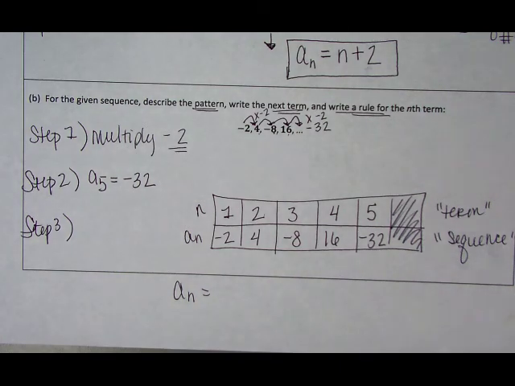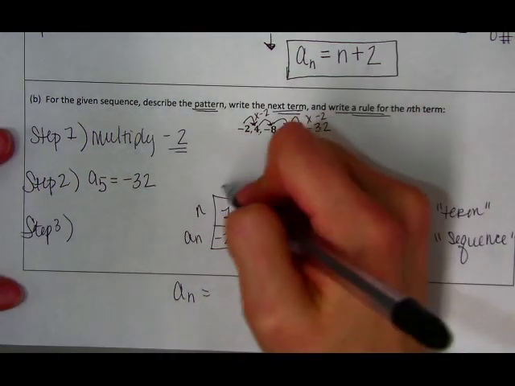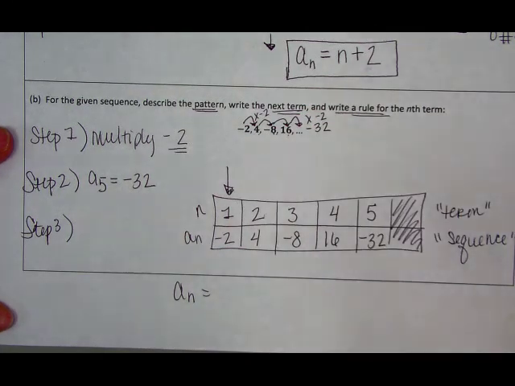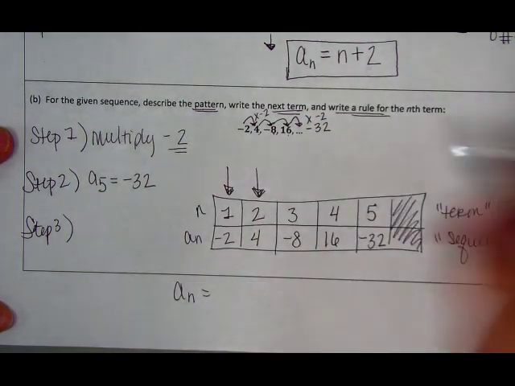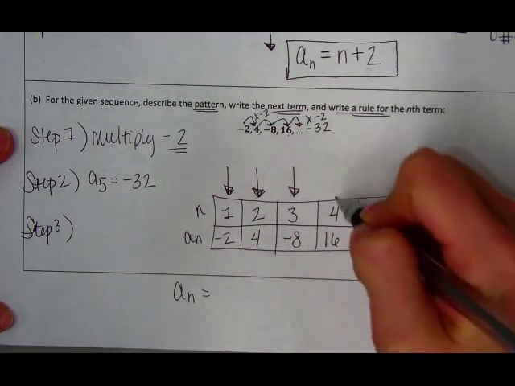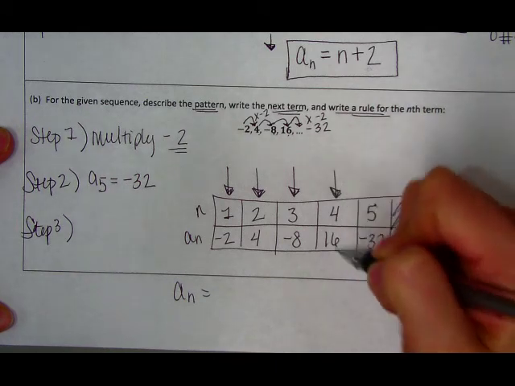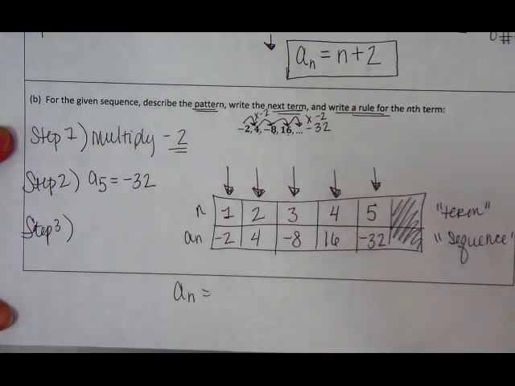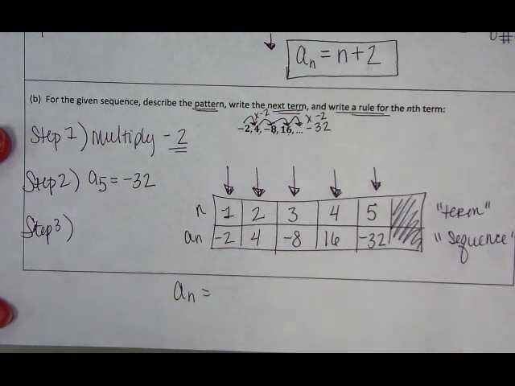So what we want to do now is come up with a rule, right? If I plug 1 in, I need to get -2 out. If I plug 2 in, I need to get 4 out. If I plug in 3, I get -8. When I plug in 4, I get 16. When I plug in 5, I get -32. So I have to come up with a rule for this.